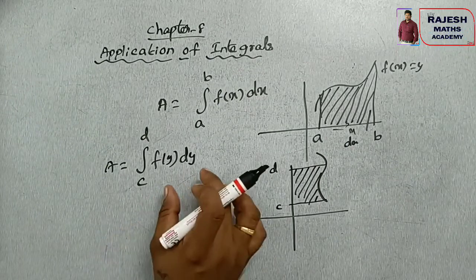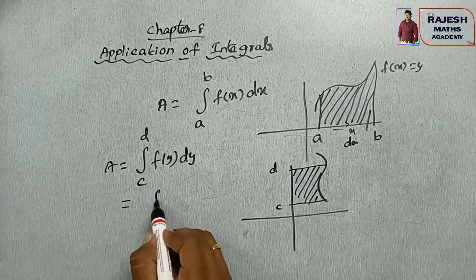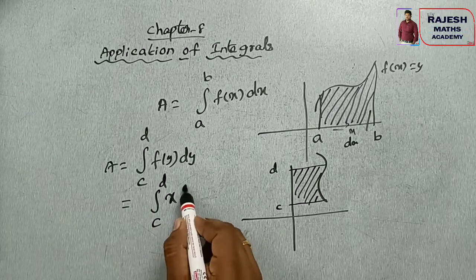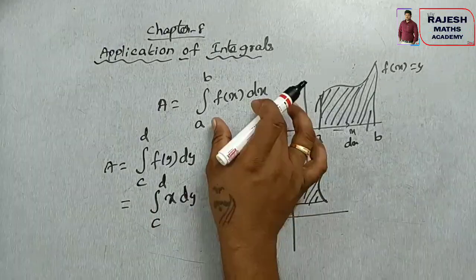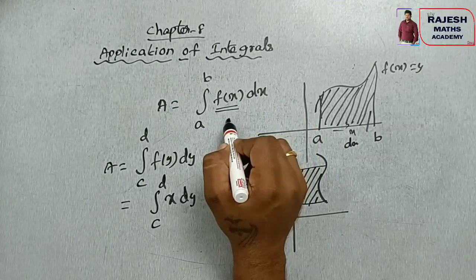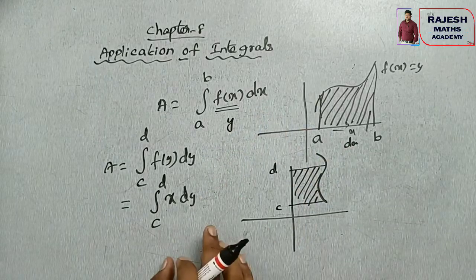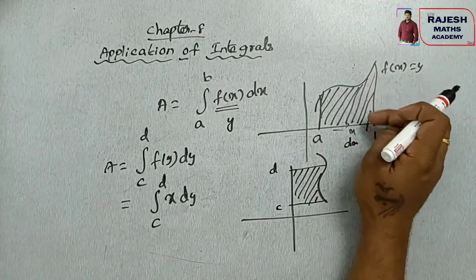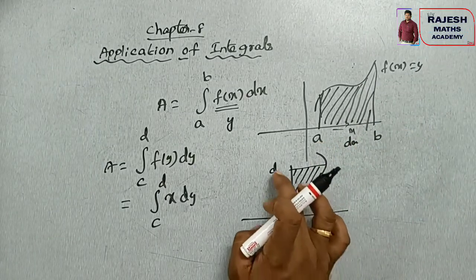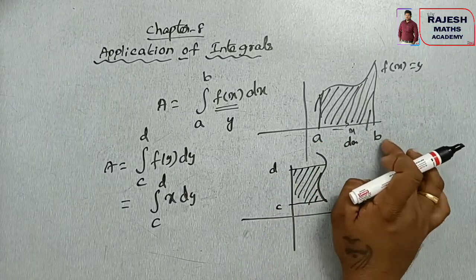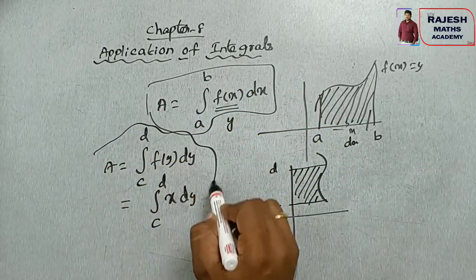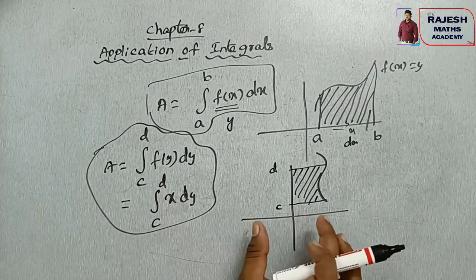Clear? So this can be written as integral c to d x dy. Similarly here also, I can use integral a to b, instead of f of x I can use y dx also. Clear? This is the area under the curve between the points a to b. Similarly, the area of the curve c to d along the y-axis, here along the x-axis. These are the two formulas. Clear? Now using these formulas we will solve the problems.